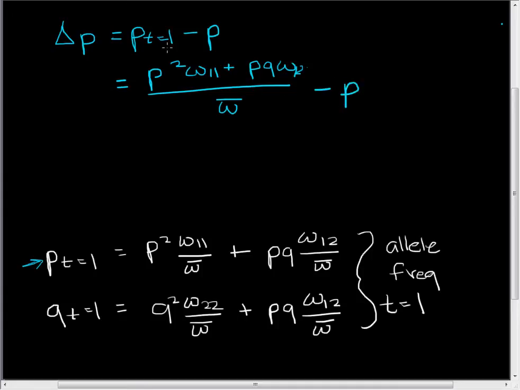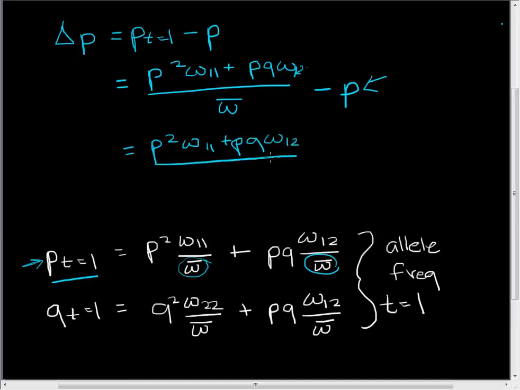So that's just plugging in this P at time equals 1 equation into here, and all I was doing was adding the numerators together since we have the same denominator for both of our terms. So if we want to make this even fancier, we can change this P here and add in our old equation for P. So then this is going to equal P squared omega 1 1 plus PQ omega 1 2 all divided by average omega minus.